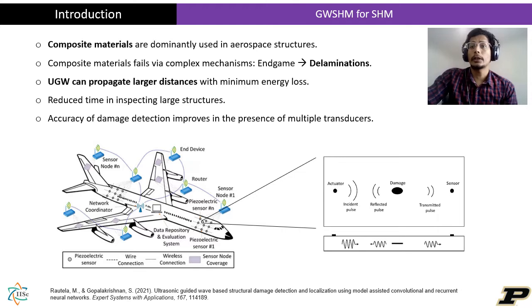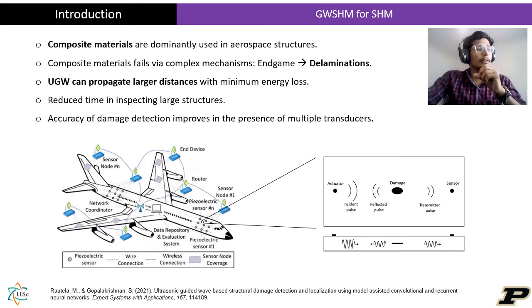Composite materials are dominantly used in aerospace structures because of their lightweight and high strength criteria. But these composite materials are complex in some way or other, due to which there could be microscopic as well as macroscopic damages like fiber fracture and matrix cracks, which lead to delamination in the end. Whenever there is a delamination, it is barely visible, so you can't deploy a computer vision kind of technique.